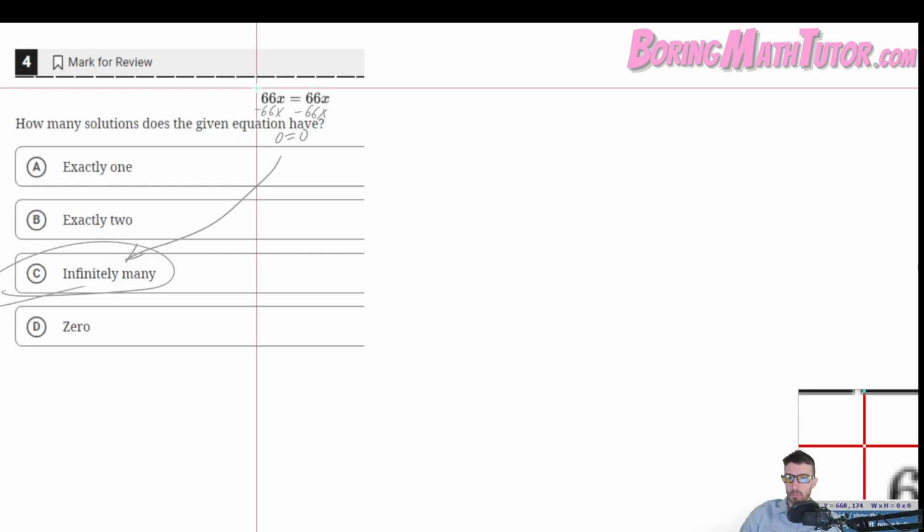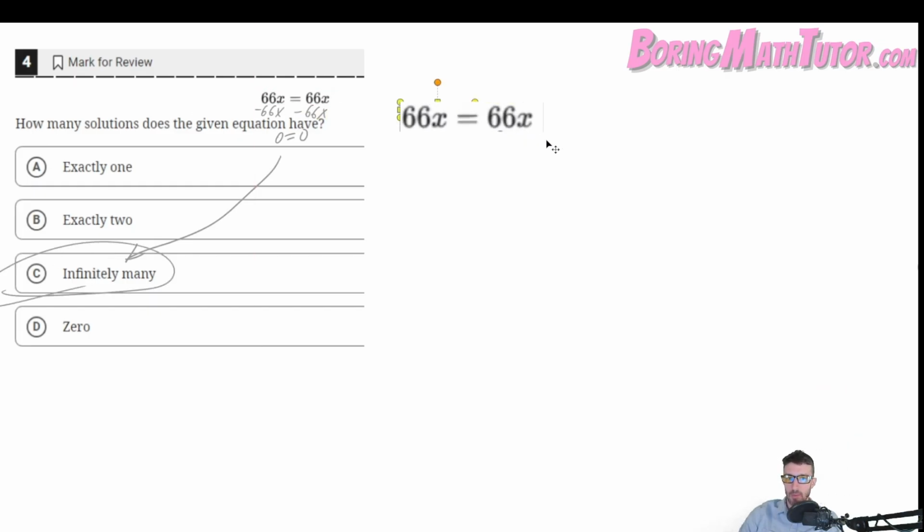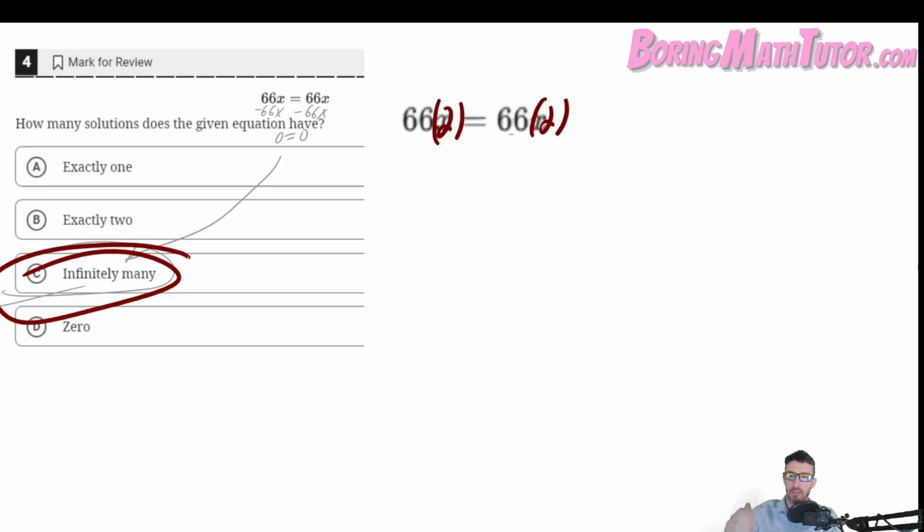You can also just go back to the original thing and think about what kind of numbers could you have used. Well, could I have used 1 for x? Of course, because 66 times 1 will equal 66 times 1. Could I have used 2 for x? Well, yeah, absolutely. 66 times 2 will equal 66 times 2. So I could do this with an infinite amount of numbers.